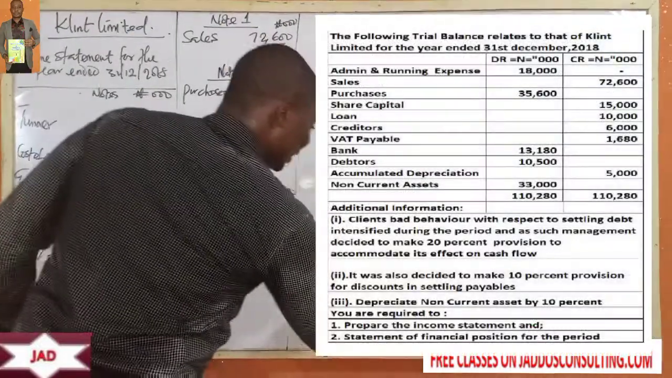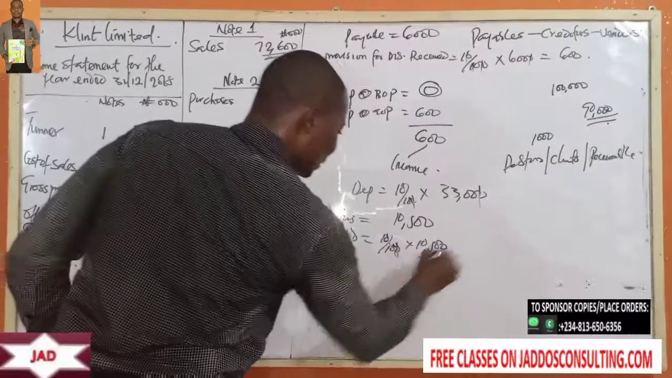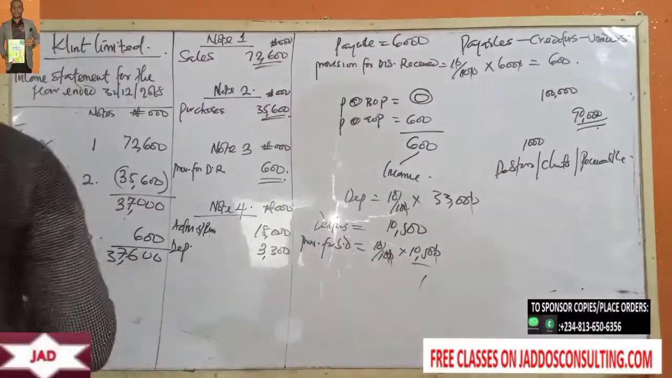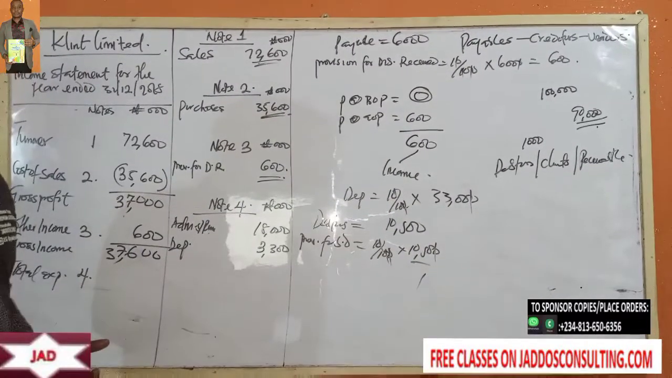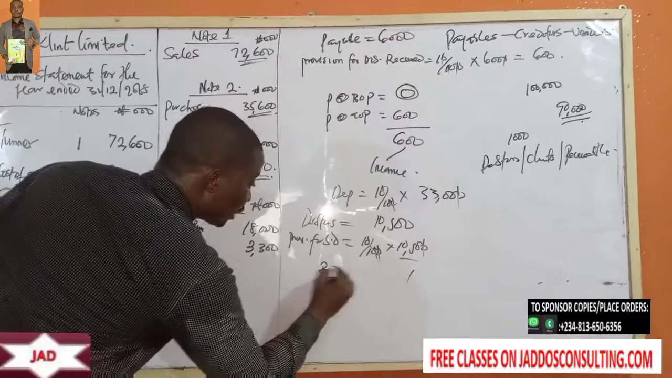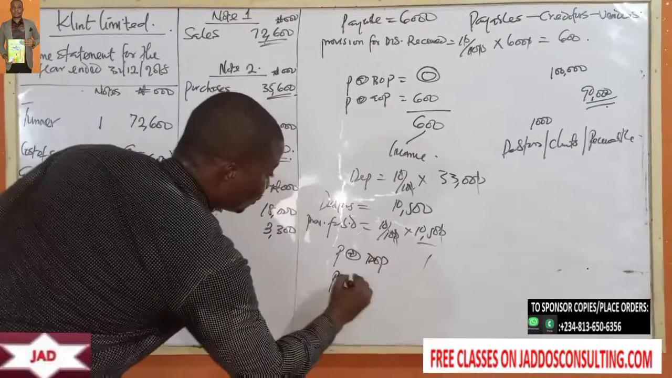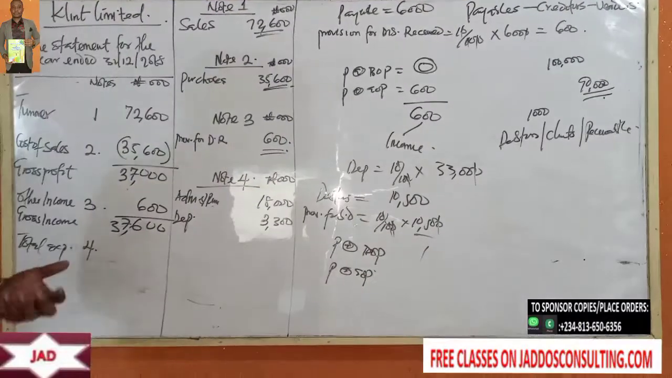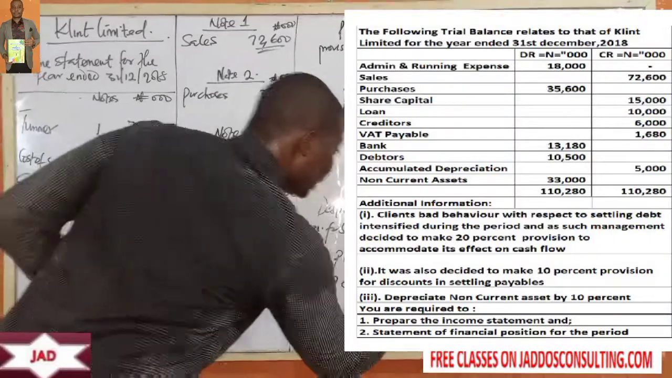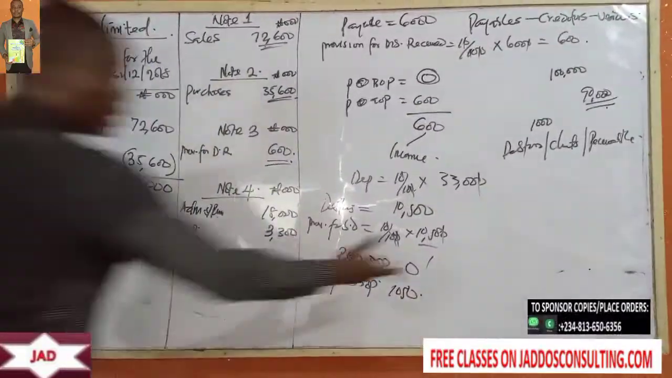They are behaving badly. So that will be 10 over 100 times 10,500, which gives 1,050. Of course, I told you that you have to compare opening provision with closing provision. So we have provision at the beginning of the period and provision at the end of the period. Is there any at the beginning here? No, so that's still 0. Then at the end, we have 1,050. So that means an increase from 0 to 1,050.